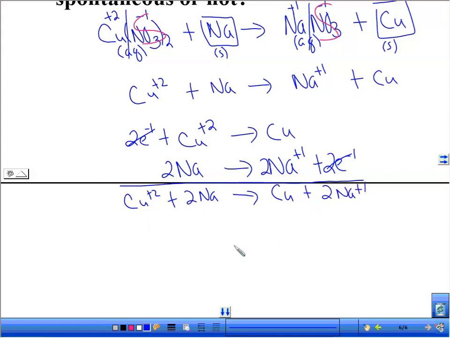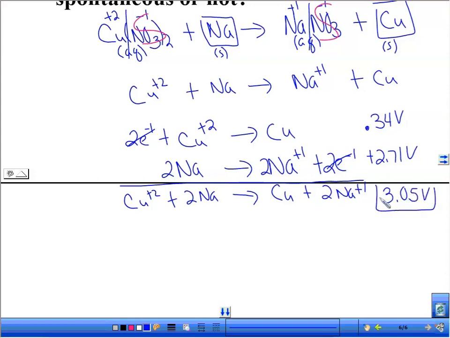Now we could actually look on the chart and find the voltage. And so if we looked on our chart for copper 2 going to copper solid, this actually makes a positive .34 volts. This is just like it is in the chart. This guy is flipped because he is being oxidized. So if we look on our chart, we will find it's a negative 2.71, so we flip him around, it's a positive 2.71 volts. And I'm simply going to add those together, and that's going to make 3.05 volts.